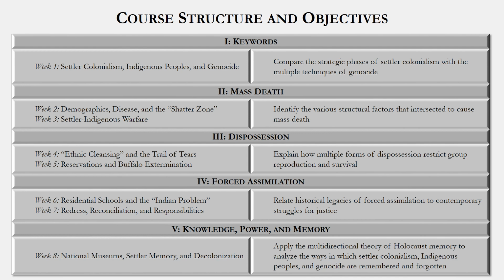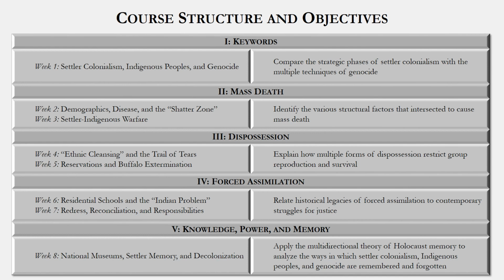This broad range of genocide is reflected in our course structure. Later, I'll explain how this outline corresponds with the three strategic phases of settler colonialism, as well as with Raphael Lemkin's three categories of genocidal techniques, both of which provide a neat, tripartite, overarching conceptual framework that structures our course outline.